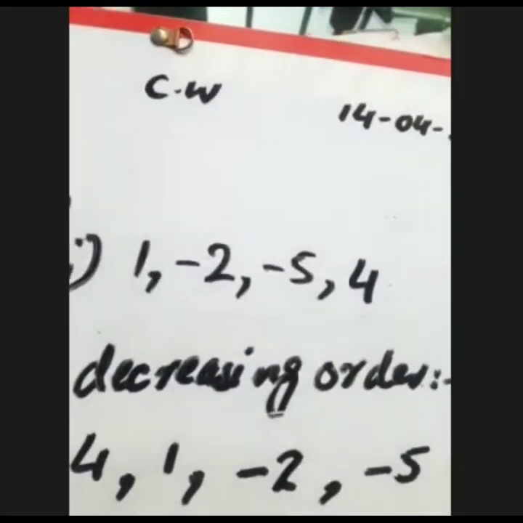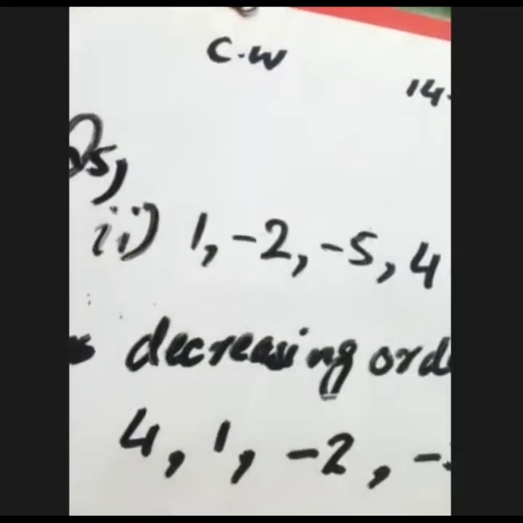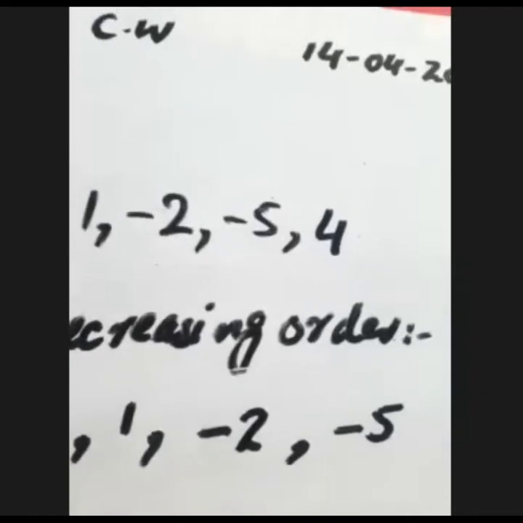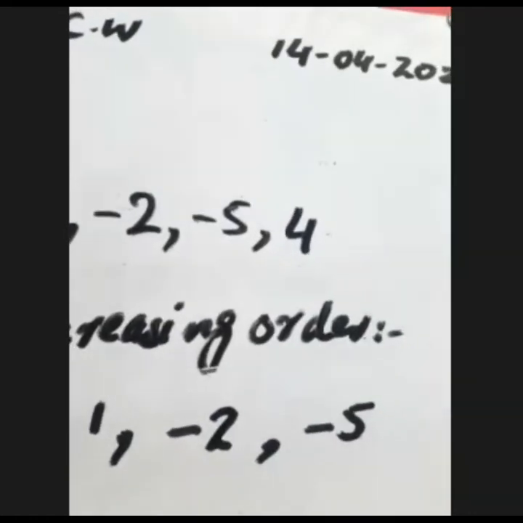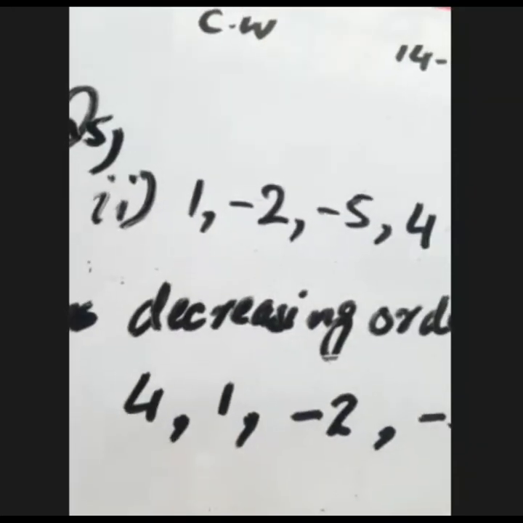Part 2 of question number 5. The integers given to you are 1, minus 2, minus 5, and 4. Their decreasing order is 4, then the smaller number 1, then minus 2, then minus 5. You are going left towards the left on the number line.